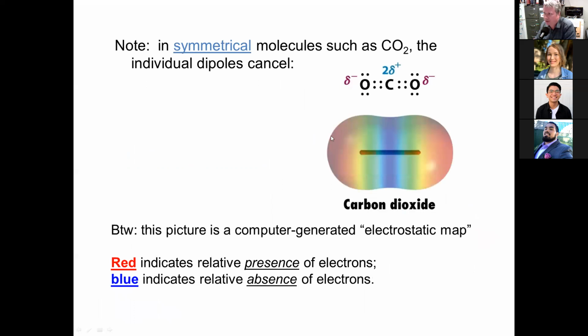Then we have a molecule like CO2, right? Which the dipoles cancel each other. So the carbon is, we'll say, doubly delta positive. Both oxygens are delta negative, but there's a net canceling effect, right? This also shows what's called an electrostatic map. It's a computer-generated figure that shows the electronics of a molecule. Red indicates the presence of electrons, and blue indicates the absence of electrons. So the carbon is in the middle, and it's delta positive, and the oxygens are delta negative. Okay, cool.